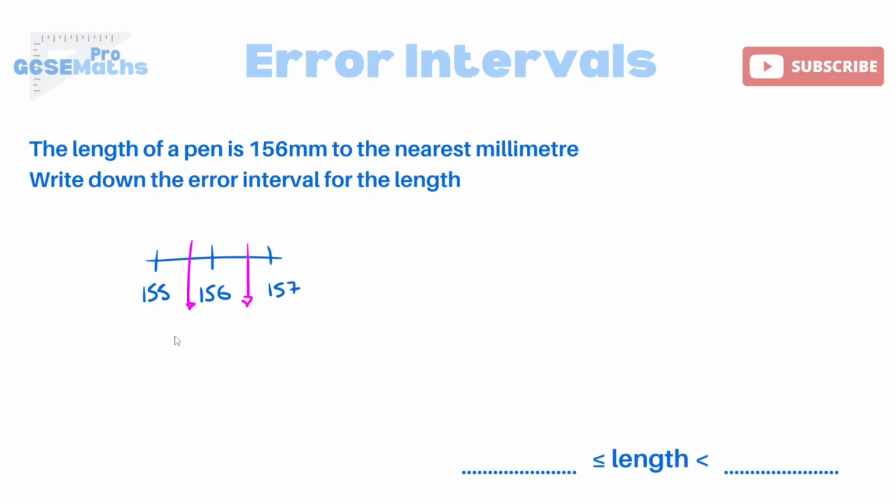So you can use this method to figure out any version of the rounding. What would be the error interval or the upper and lower bounds? That'd be 155.5 and 156.5. And there's your two answers.